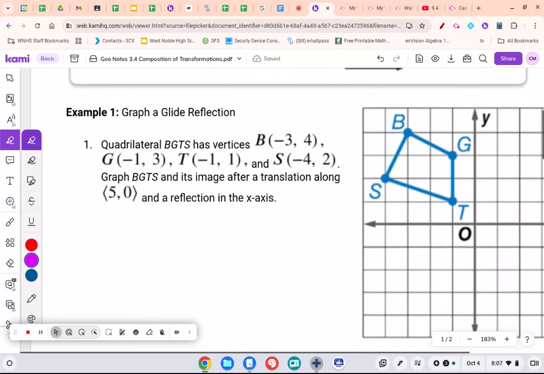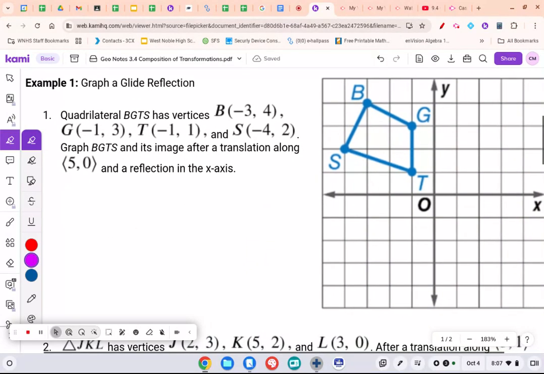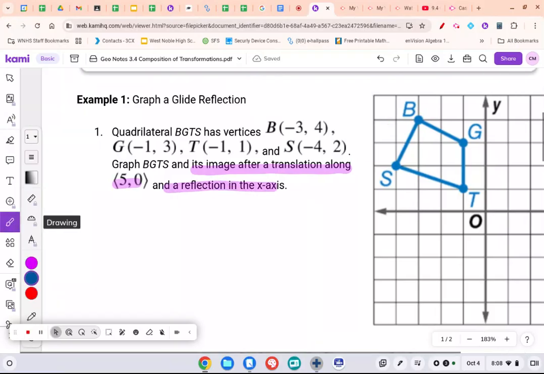So example 1, we have a glide reflection. Quadrilateral BGTS has these vertices. We have to do two different things. You always do them in order. So it's the image after a translation along this vector and then a reflection. So we have to do the translation first.